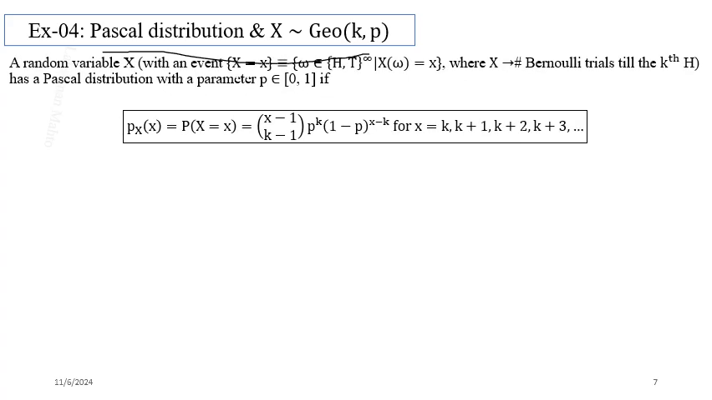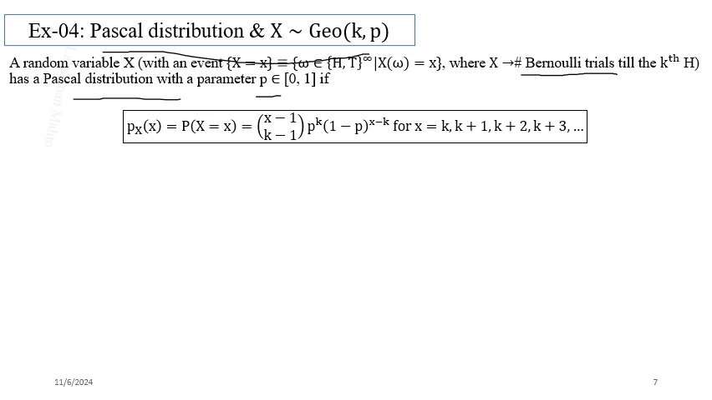So a random variable x, where we are counting the number of Bernoulli trials till k successes, has a Pascal distribution with parameter p. Whenever Bernoulli trials come, p will come, always. p is the probability of success in a single Bernoulli trial. Okay. And what is the probability mass function, the value of probability at x?